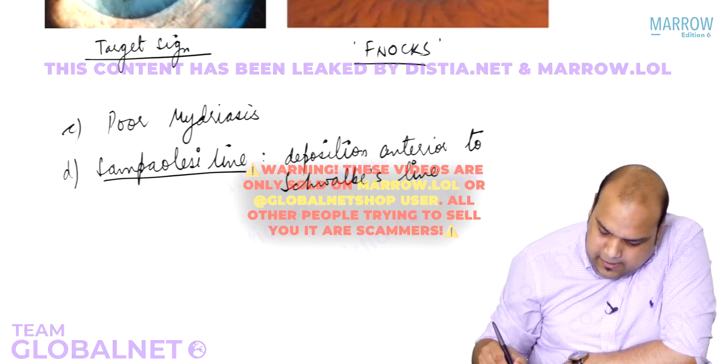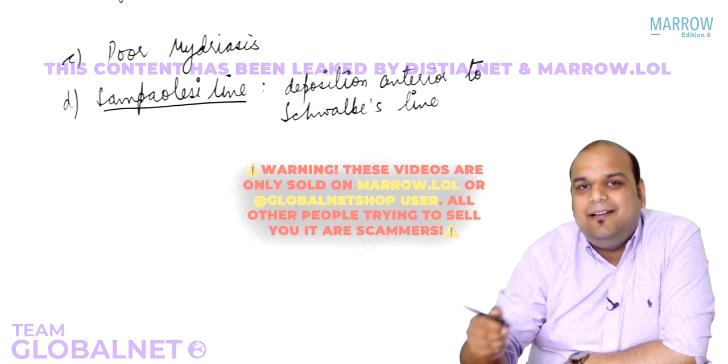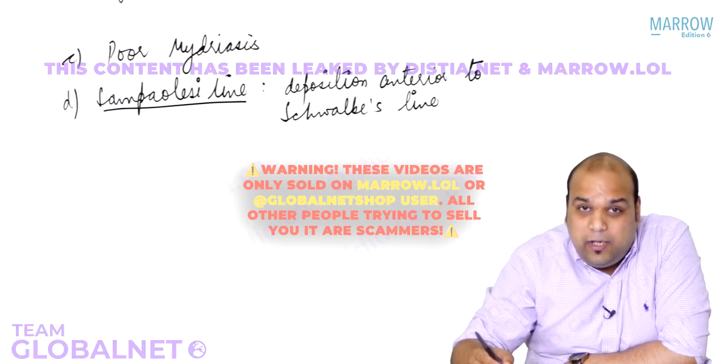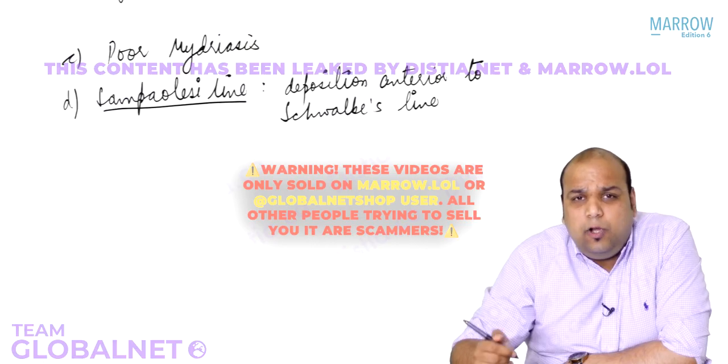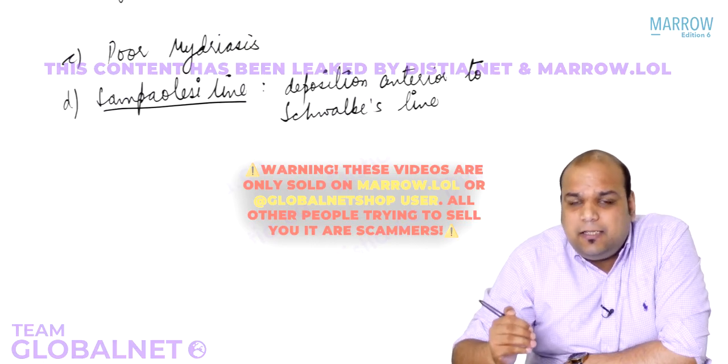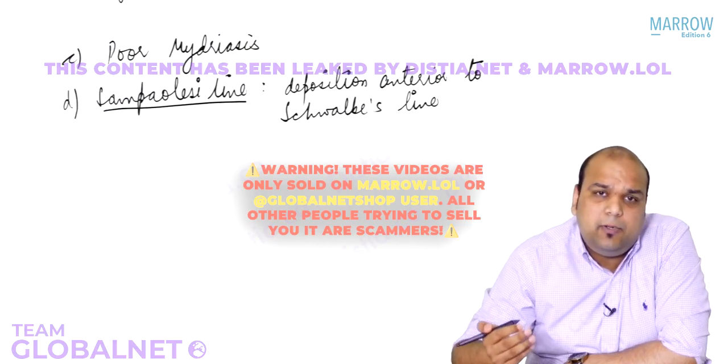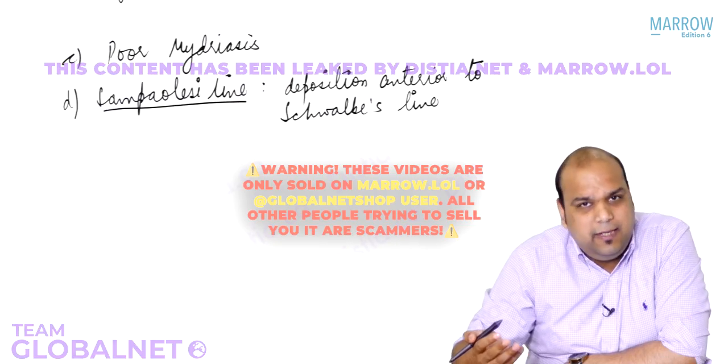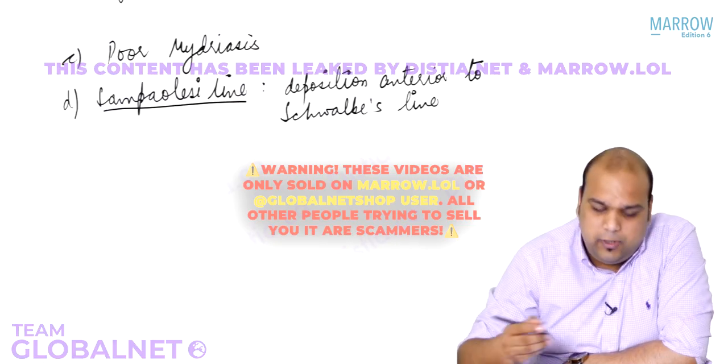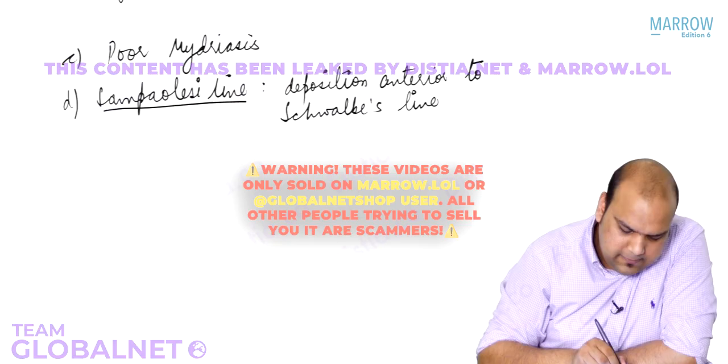The exfoliative material which is going into the angle of anterior chamber is blocking the trabecular meshwork. It is also getting deposited just near the Schwalbe's line, which is known as Sampaolesi line. Okay, everybody, done? So important clinical features, 2 photographs, pseudoexfoliation glaucoma.